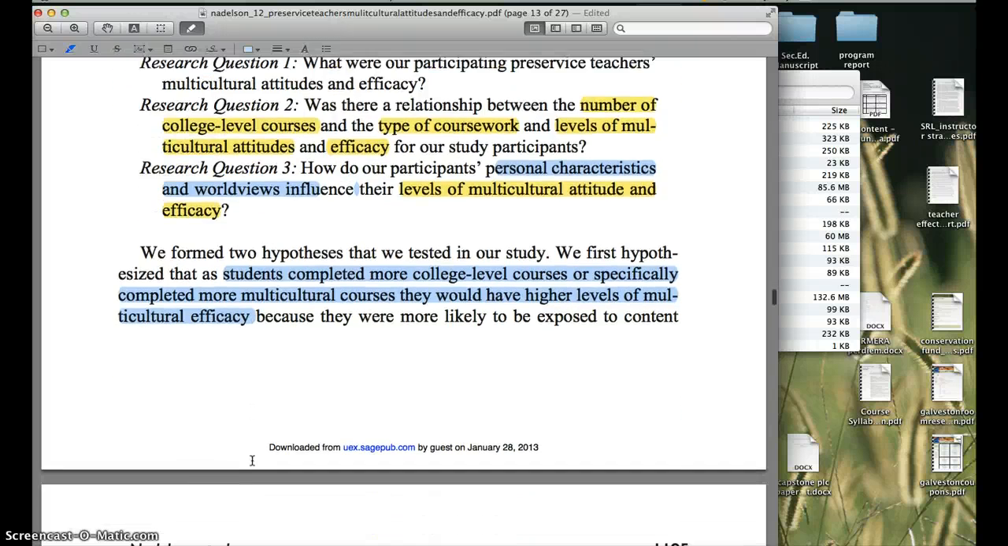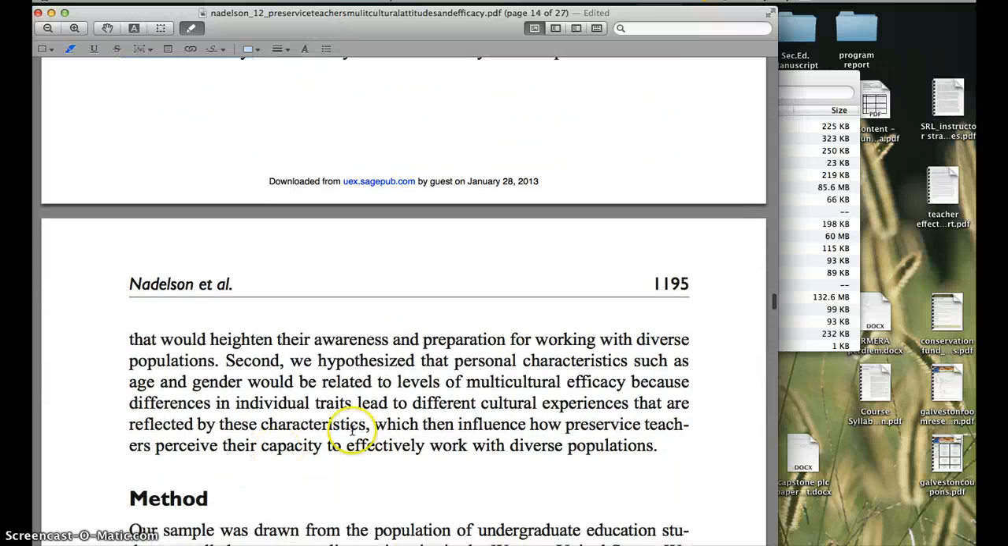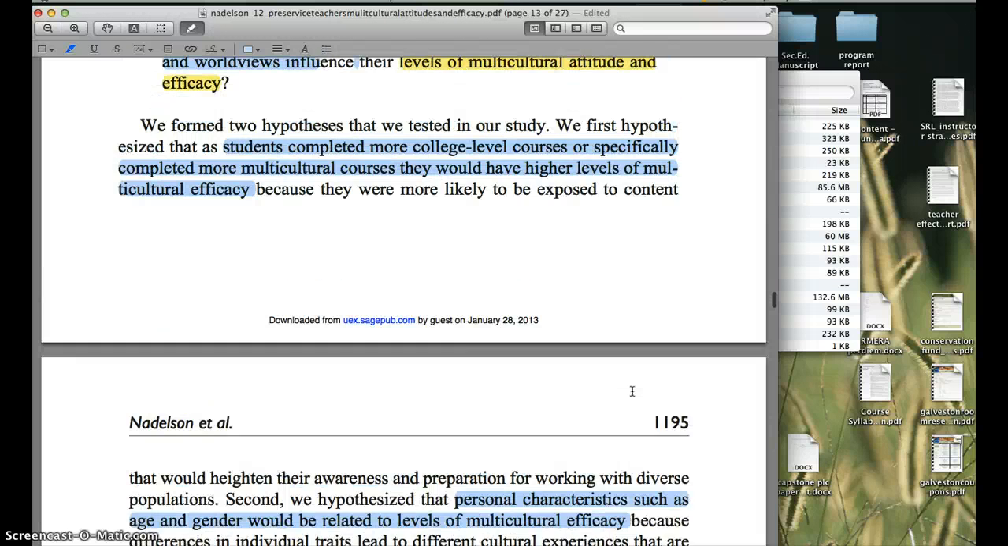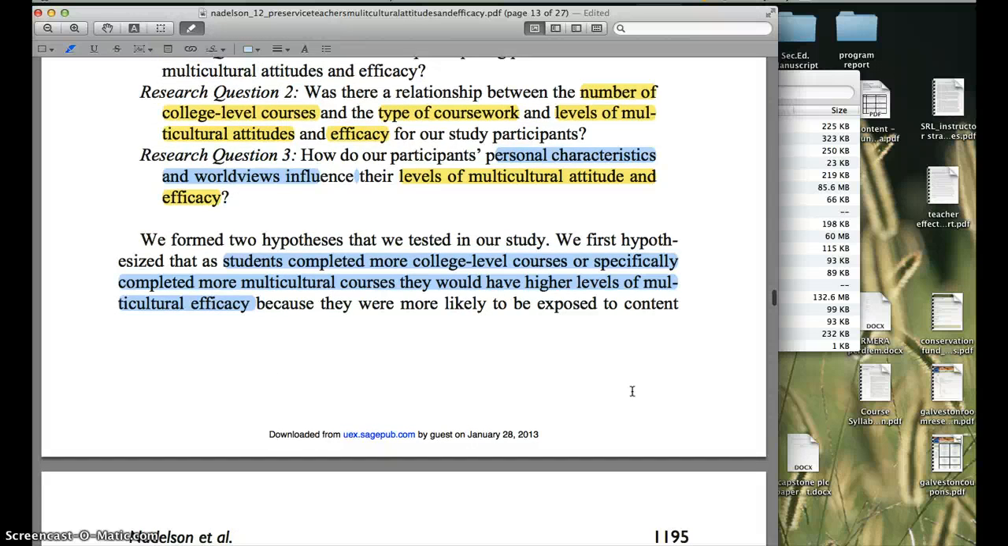There's also a hypothesis for question 3, and that's that personal characteristics like age, gender, those types of things would be related to or would influence efficacy. So again, they believe they've got enough evidence to provide a hypothesis to the third research question.